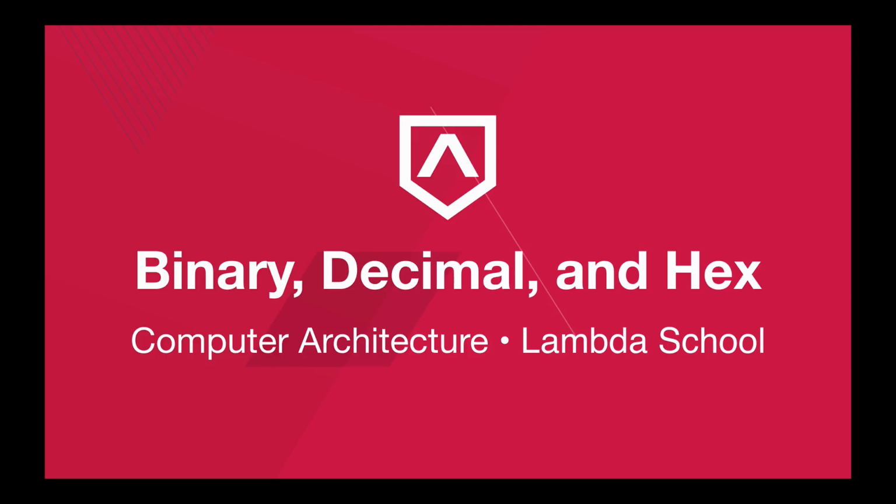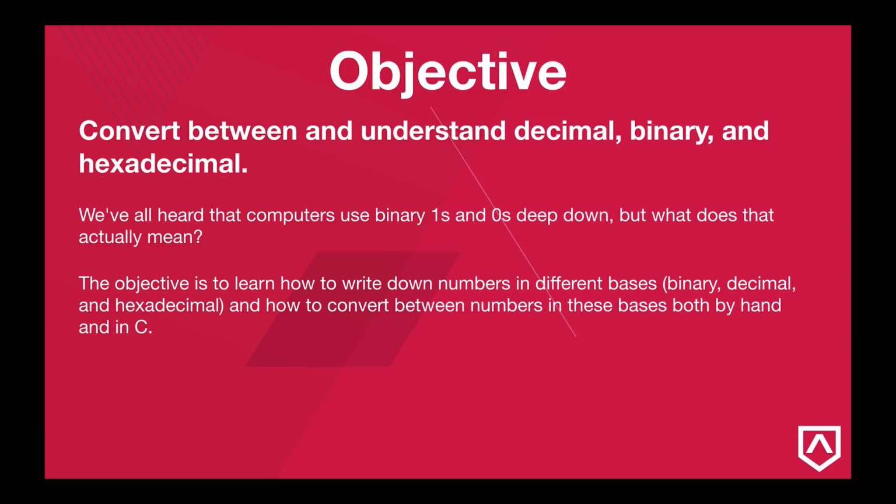Today we're going to be talking about binary, decimal, and hex. These are different numbering systems that we use when writing software with computers. The goal today is to understand these numbering systems, decimal, binary, and hexadecimal, and be able to convert between them. And we'll be doing most of this coding in C, but the lessons here are generally applicable across all programming languages. So let's see what it means that computers use ones and zeros deep down, and what that means for us from a human perspective, learning about decimal numbers and so on.